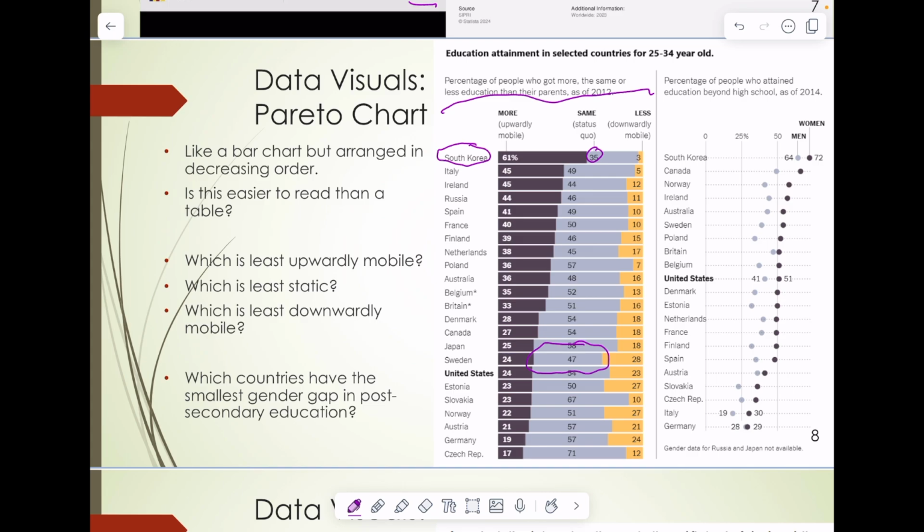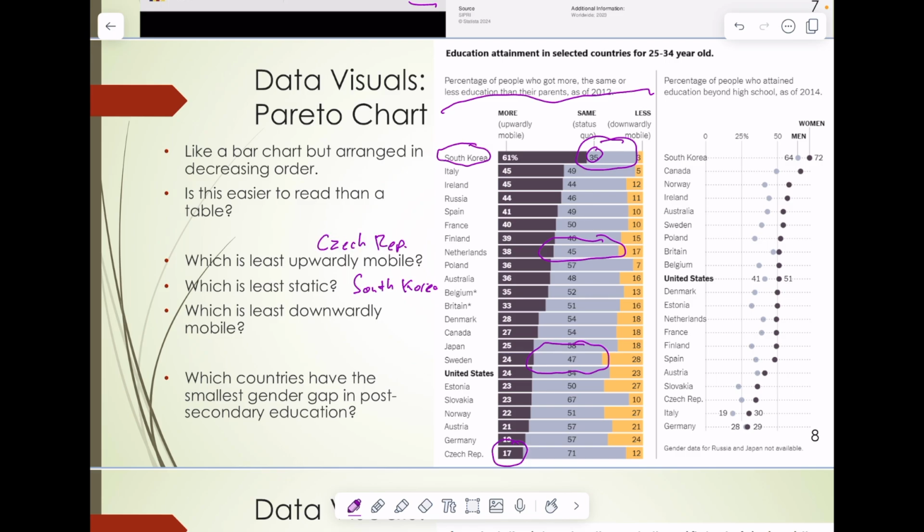And now let me just check again. Yeah, it doesn't look like, oh, no. 45 is smaller, actually. Oh, but up here at the top, South Korea, that's the smallest. So, which one is least static? That would be South Korea. Which one is least upwardly mobile? Well, that would be the Czech Republic, way down there, thanks to our Pareto chart. We don't have to go far to see that.